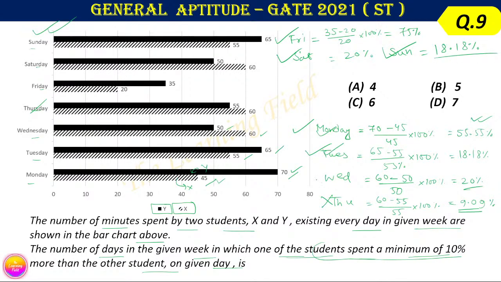Therefore we calculate how many days? Monday, Tuesday, Wednesday, not Thursday, and Friday, Saturday, Sunday. Therefore total 6 days we count in which one student spent minimum 10% more than the other student. Okay, therefore option C is correct here.